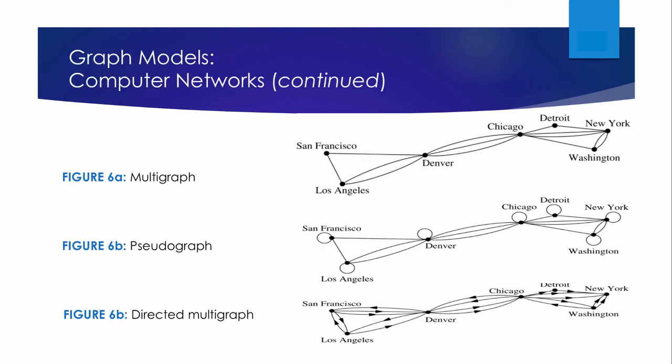To model a computer network where we care about the number of links between data centers, we use a multigraph, as we see in the figure. To model a computer network where we have a diagnostic link at a data center, we use a pseudograph, as loops are needed in this case. To model a network with multiple one-way links, we use a directed multigraph. Note that we should use a directed graph without multiple edges if we only care whether there is at least one link from a data center to another data center.